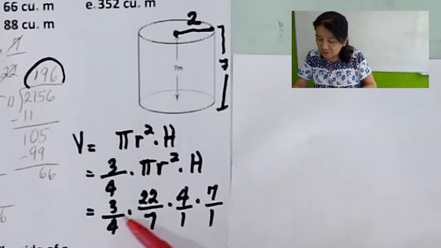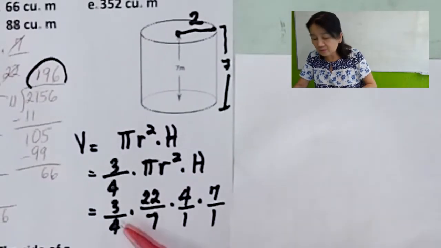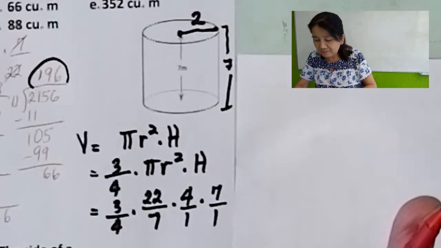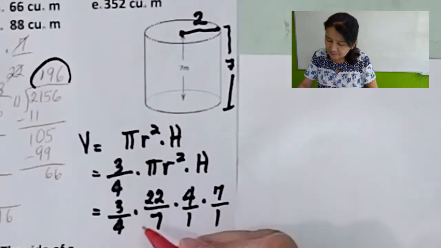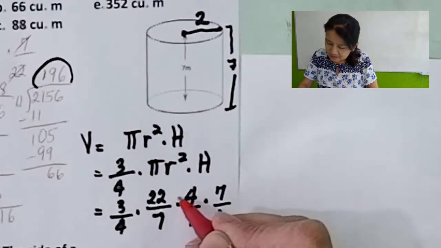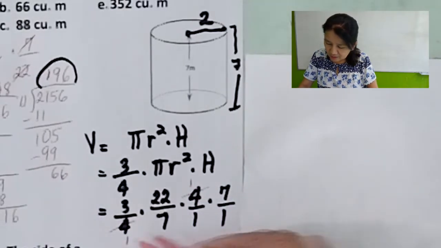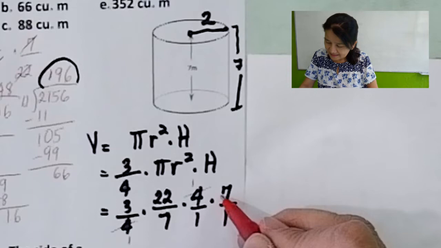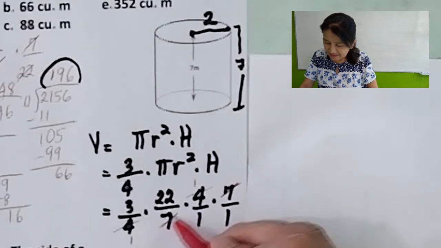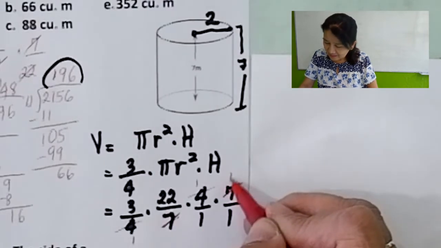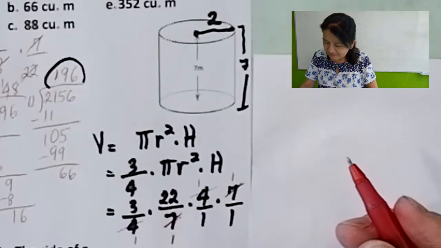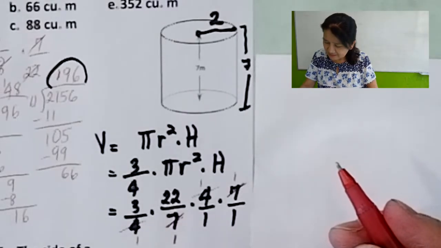Do you see that you can cancel? Do not multiply if it is like that. You take a shortcut. Do you see that you can cancel 4 and 4 here? It will give you 1 and 1. See? You can also cancel 7 and 7 here. That will give you a 1 and a 1. What else?